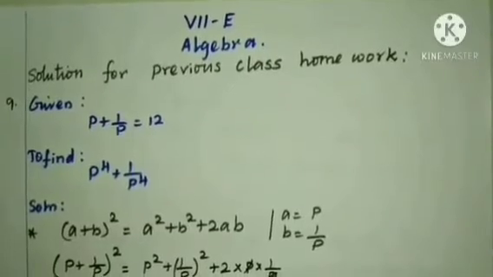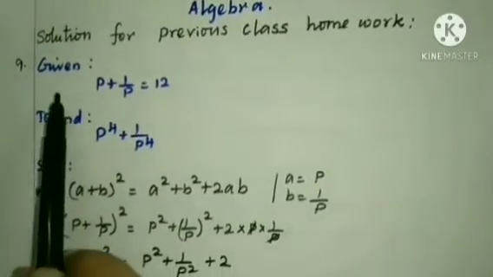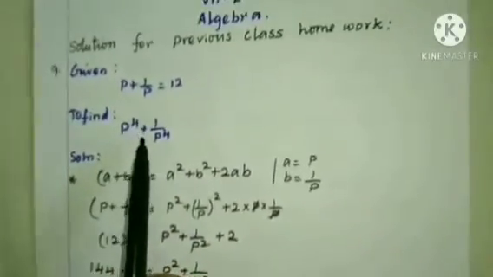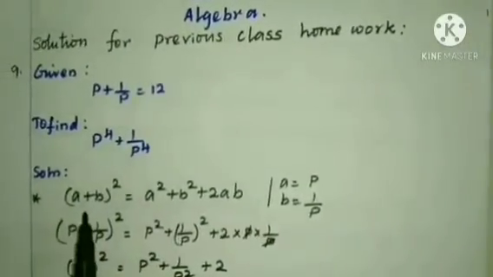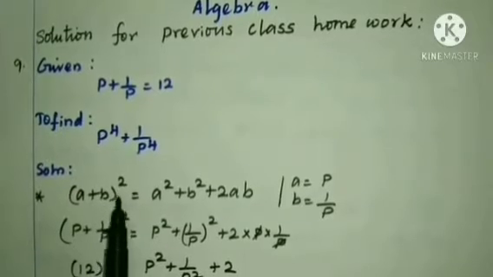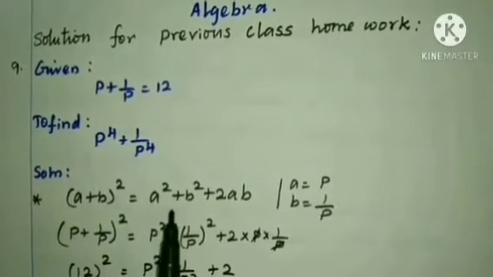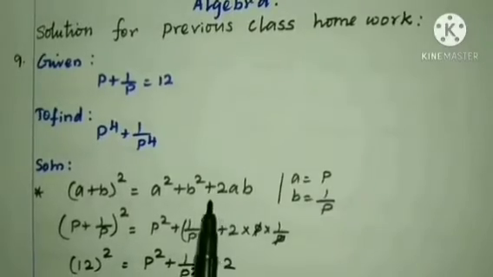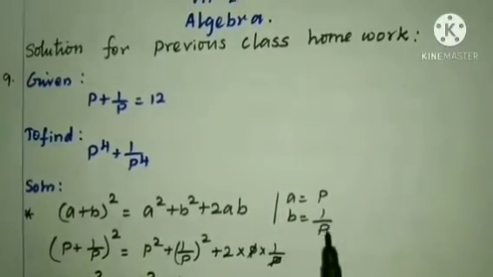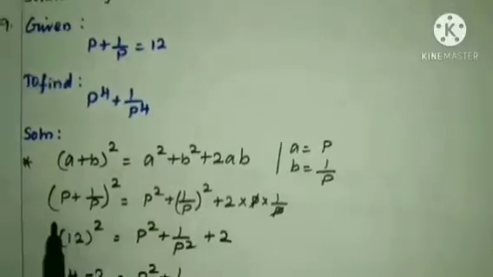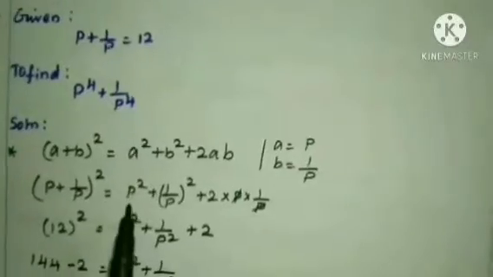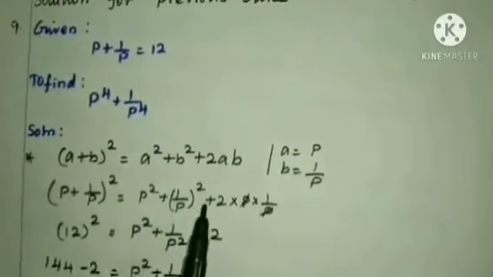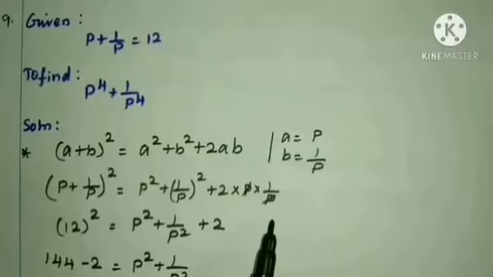Let's check the solution for previous class homework. Here given p plus 1 by p is equal to 12, to find p power 4 plus 1 by p power 4. So here given is plus value, so I have to use the plus identity. (a + b) the whole square is equal to a square plus b square plus 2ab. Here a is p and b is 1 by p. Substitute the values in the identity. We get (p + 1/p) the whole square, which is equal to p square plus (1/p) the whole square plus 2 into p into 1 by p.